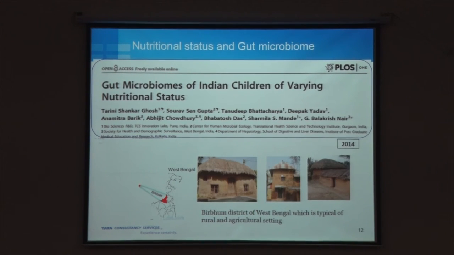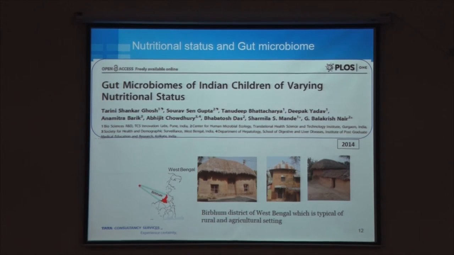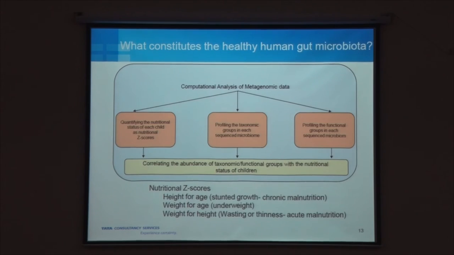Going forward, since we realized that there was a difference between the healthy and the severely malnourished, we took a larger set of children this time. Again we took them from the West Bengal area, but from a village, not from a slum. We took children with varying nutritional status: at one end a severely malnourished child, and at the other end an absolutely healthy one. So there was a spectrum of children in this study, to look into whether there was any link between nutritional status and the kind of gut bacteria present in those children.